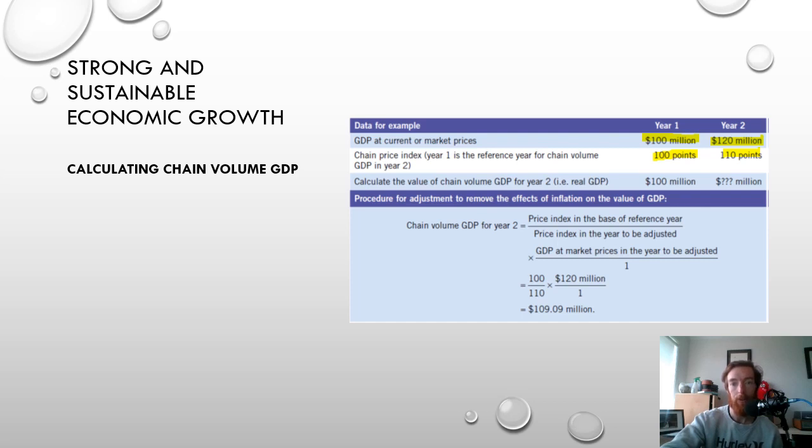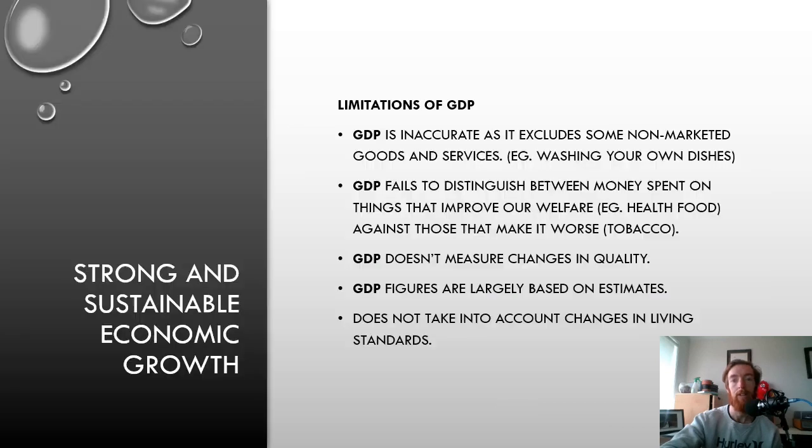So we have those 2 indexes, so year 1 on top and year 2 on the bottom, times by year 2's value of GDP. And doing that takes away the effects of inflation, and that gives us 109.09 million as the real GDP figure. And that shows that they did grow 9.09 million in production when you take out the effects of inflation.